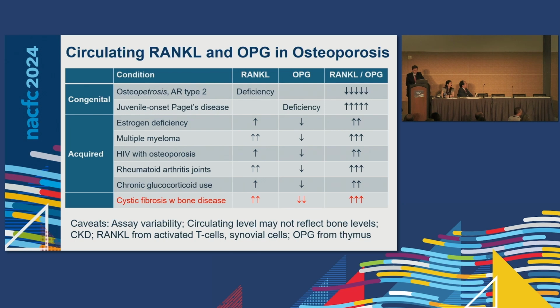And then RANK ligand is secreted from other cells, from activated T cells, synovial cells, like I mentioned in rheumatoid arthritis, and there is OPG production from cells in the thymus. So circulating levels may not necessarily be what the bone is showing.